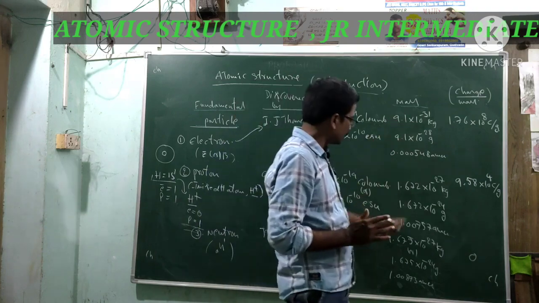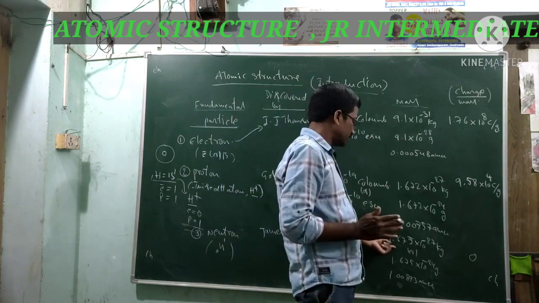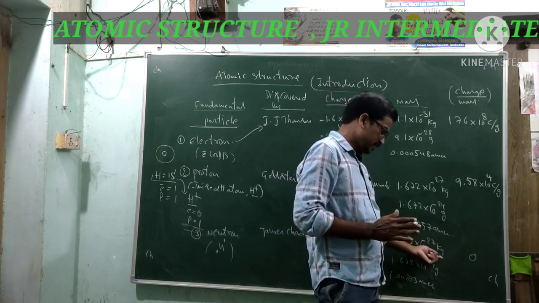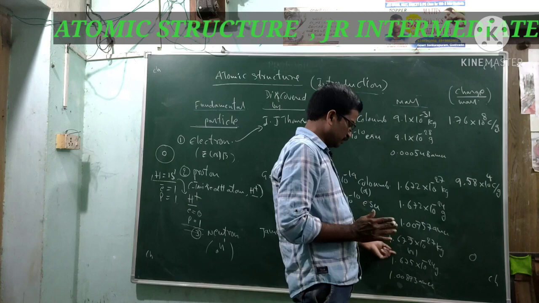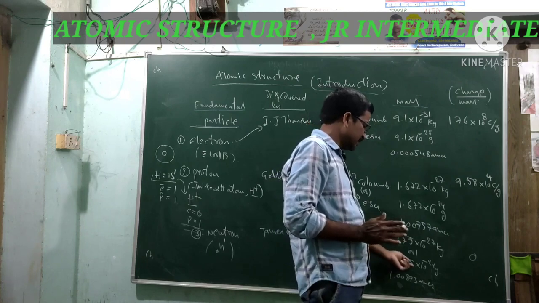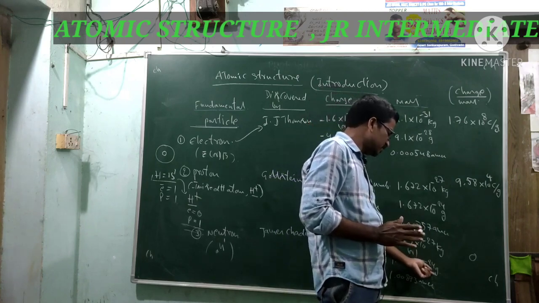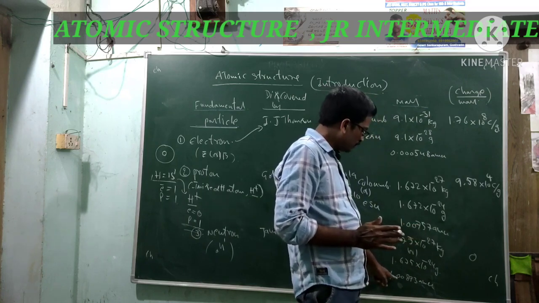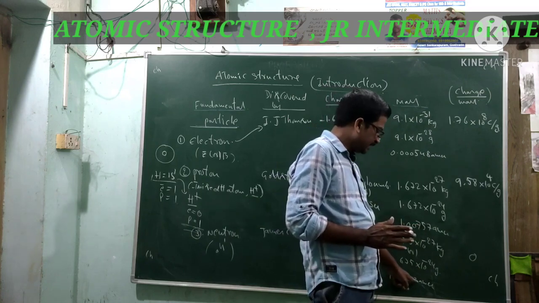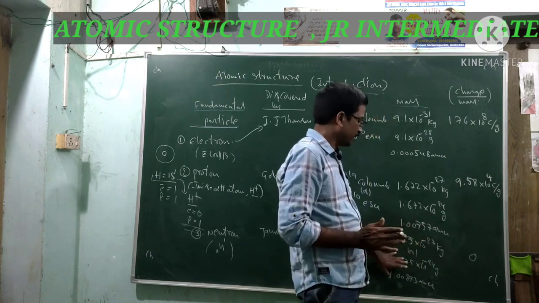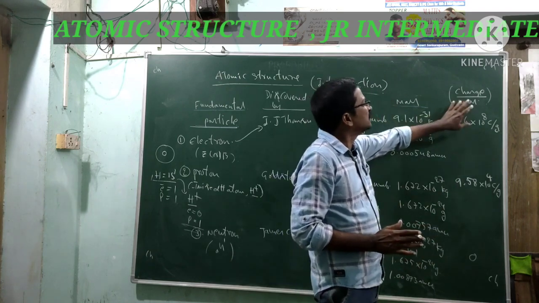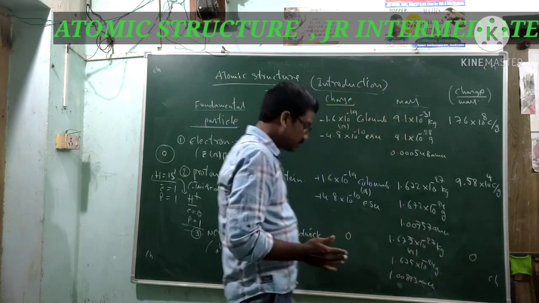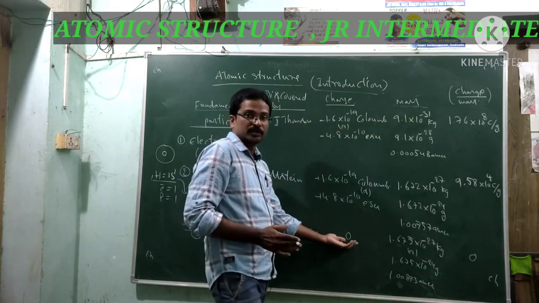Next, the mass of a neutron is 1.675 into 10 to the power of minus 27 kg, or 1.675 into 10 to the power of minus 24 grams. In AMU, it is 1.00893 AMU. And the charge by mass ratio of the neutron is 0. Why? Because the charge is 0.